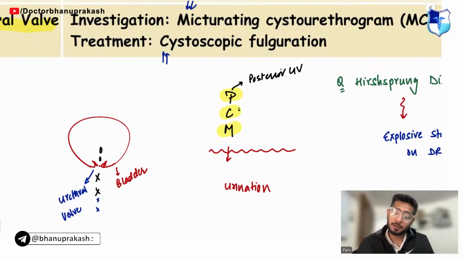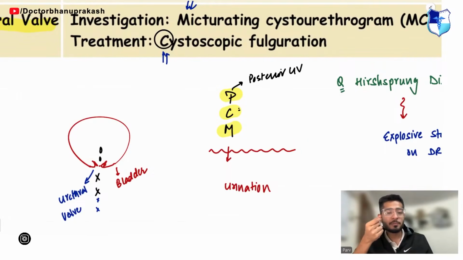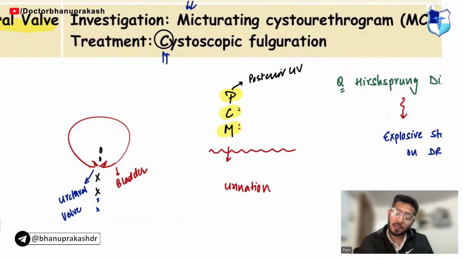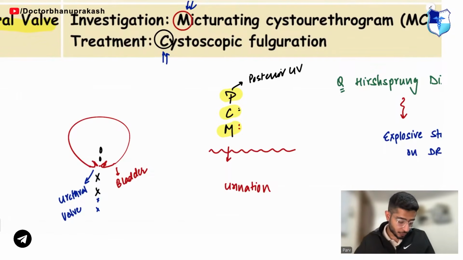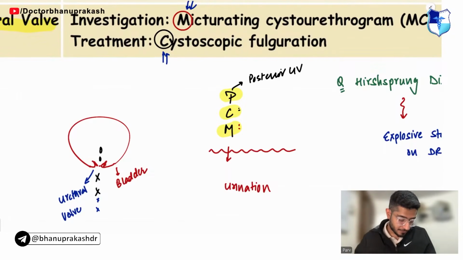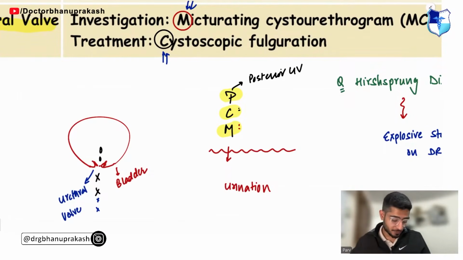C for the treatment. What is the treatment? Cystoscopic fulguration. So you put a cystoscope inside and you burn that valve. And what is M? M for micturating cystourethrogram is the investigation of choice. So just remember this, that this is going to be micturating cystourethrogram.